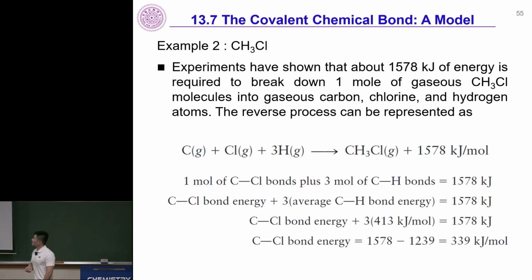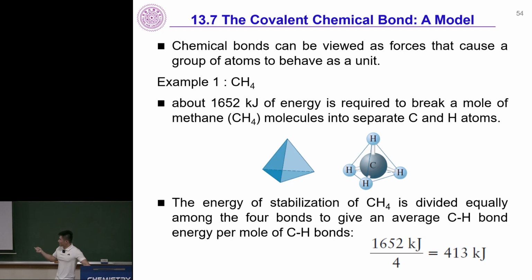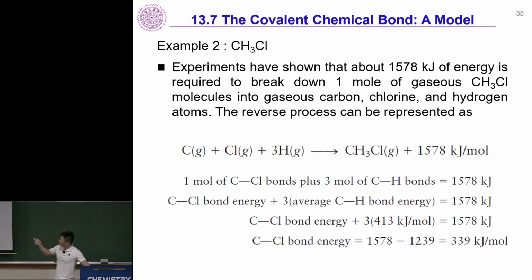And if you take a look at CH3Cl, chloromethane, experiments show that about 1,578 kJ of energy is required to break 1 mole of gaseous CH3Cl molecules into gaseous carbon, and so on and so forth. So hence, finally, you can actually get the C-Cl bond energy: it is about 339 kJ per mole. Because from previous, we know the C-H bond energy is 413, and we have 3 C-H bonds. So we plug in some numbers here, and hence we get the C-Cl bond at about 339 kJ per mole. So this is kind of a cycle, right?